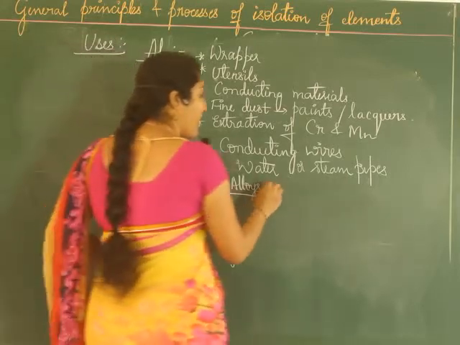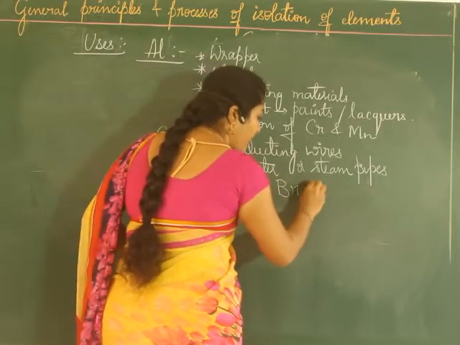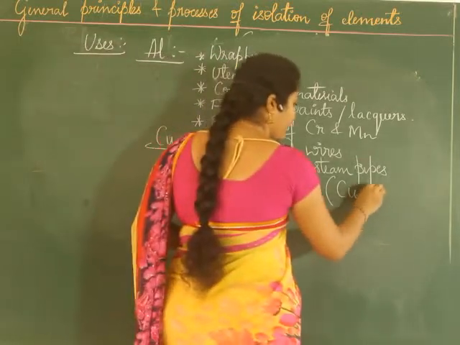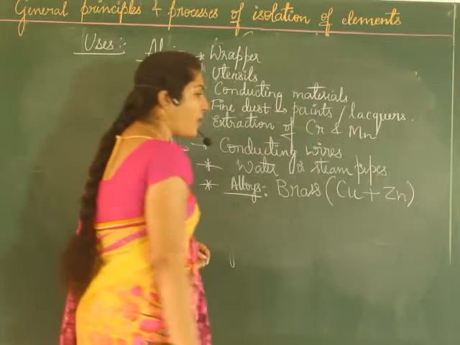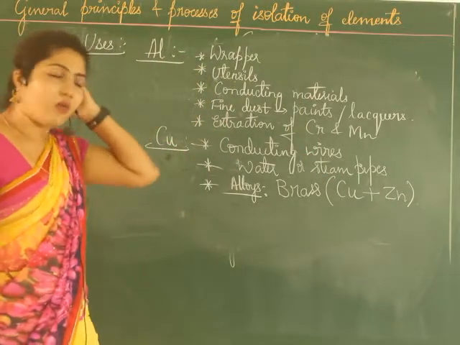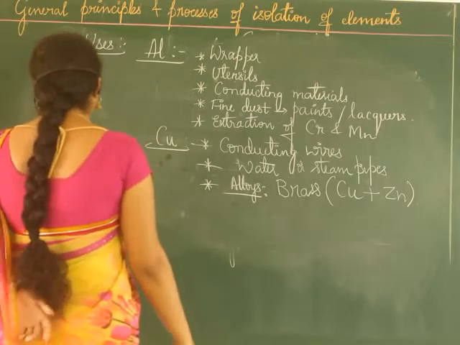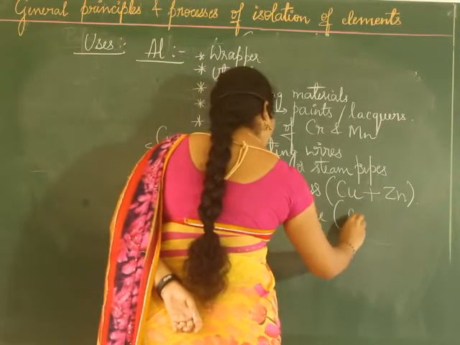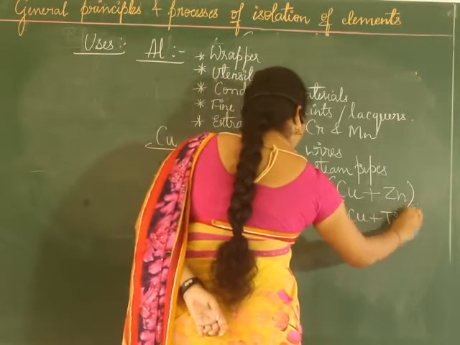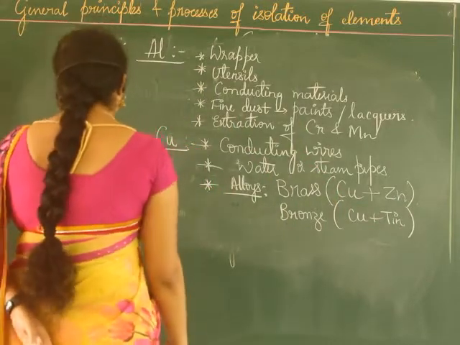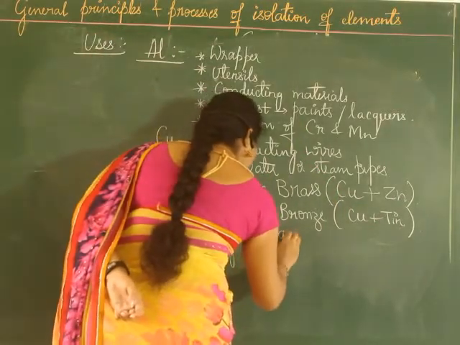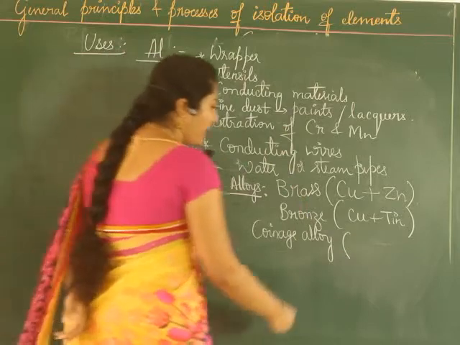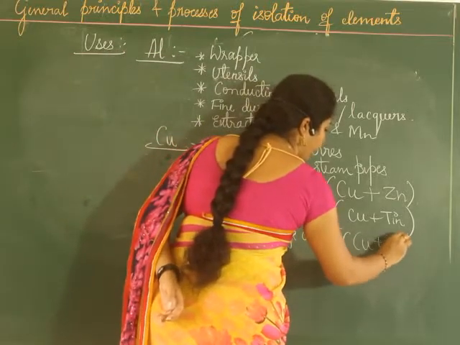So a few examples of alloys: brass, which is an alloy made up of copper and zinc. Know the composition also of what it is made up of. One is brass, which is made up of copper and zinc. Bronze is made up of copper and tin. Coinage alloy is also a type of alloy which is made up of copper and nickel.